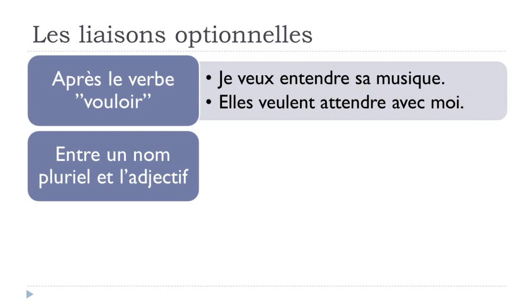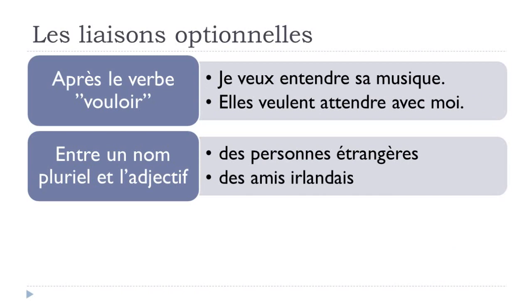And then, other option, entre un nom pluriel et l'adjectif. Okay, so here we've got a group of words. If you look carefully, first you've got a noun, then you've got an adjective. Well, both are at the plural form, okay? And so the rule is like entre un nom pluriel et l'adjectif. So we're talking about here and here, okay? But it's optional, it's not compulsory. You don't need to do it if you don't want to do it, but it's possible.